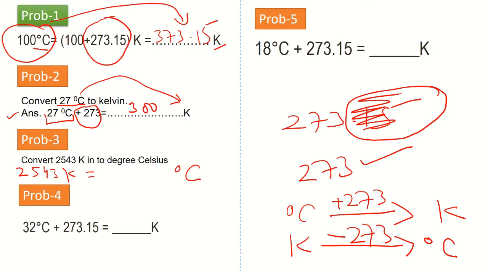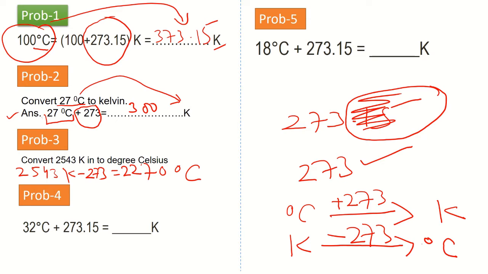So here you have to subtract 273. Let me calculate this: 2543 minus 273, and it will come 2270. So this is 2270 degree centigrade. Like this you have to do.